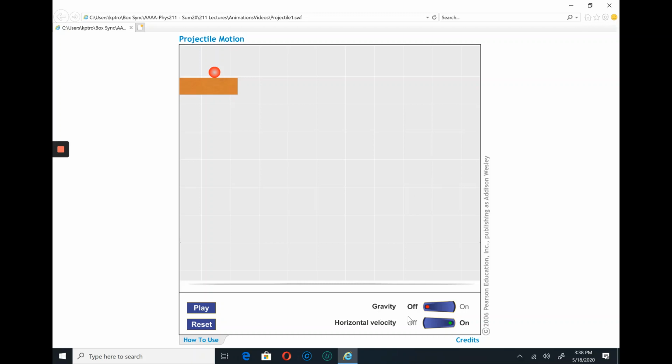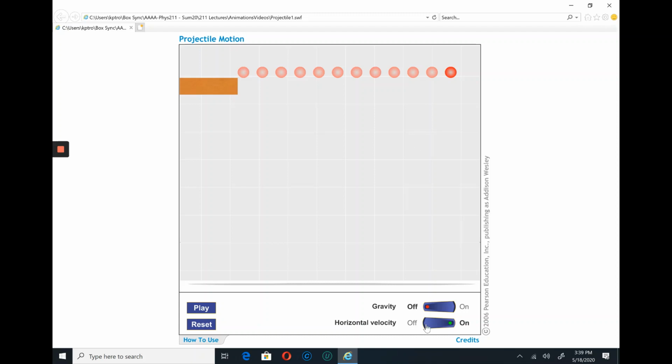So if I turn off the gravity and I press play and I have horizontal velocity on, what I find is that the ball shoots out horizontally, and it goes the same distance per unit time. It's kind of like a strobe light flashing at a steady rate. And every time the strobe light flashes, we mark where the ball is, okay? And so what we see is that the ball is moving steadily in a horizontal direction.